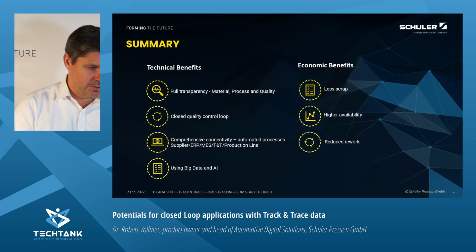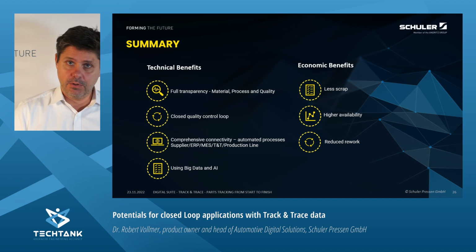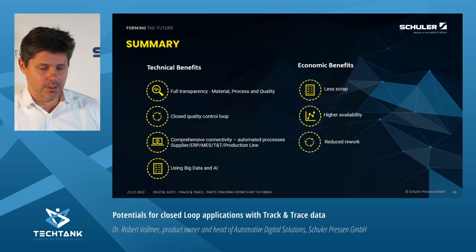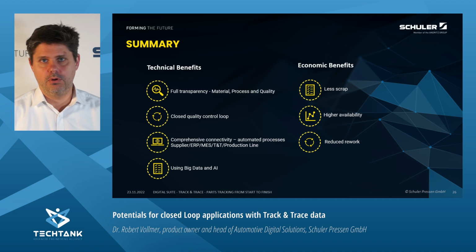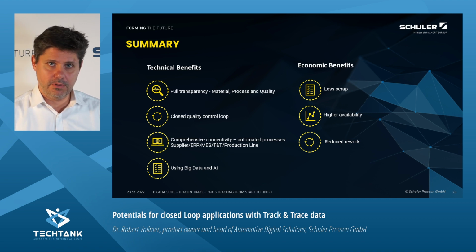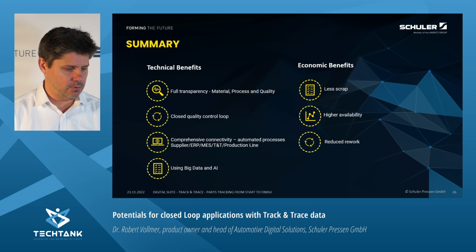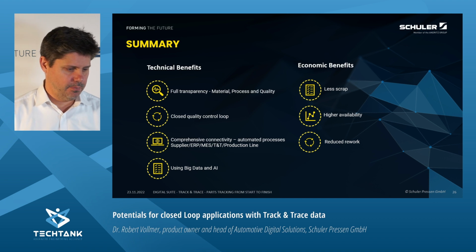Yeah, let's come to the summary. What are the technical benefits of the track and trace solution? Of course, we have full transparency about material, process, and quality. And with this data, we can really do a good analysis for closed quality control loops. This is what we are developing at the moment, dealing with the data to develop automatic control loops, reacting in the right way to deviations in the process.